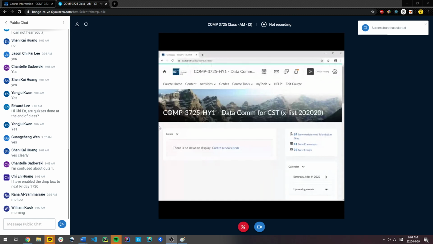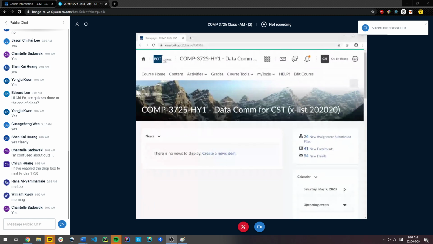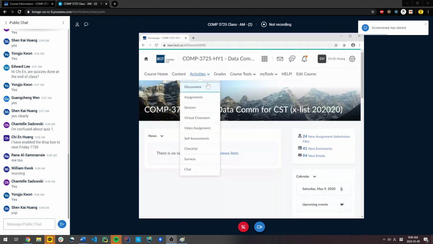Okay, so can anybody see my screen share on my browser? Yes. Yeah, okay, good. So I think there's a bit of confusion here, so that's fine.